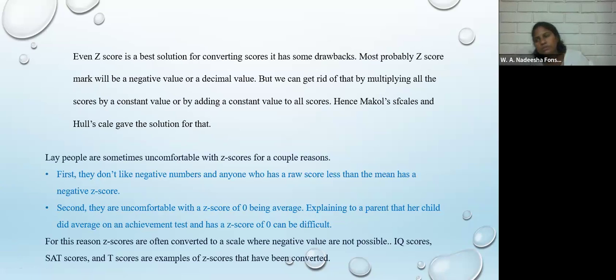If one mathematician found the Z-score, then others found problems in that, and then other mathematicians try to reduce those problems. That is the way to develop something. So to get rid of those problems, the mathematicians called McCall and Hull introduced two scales.